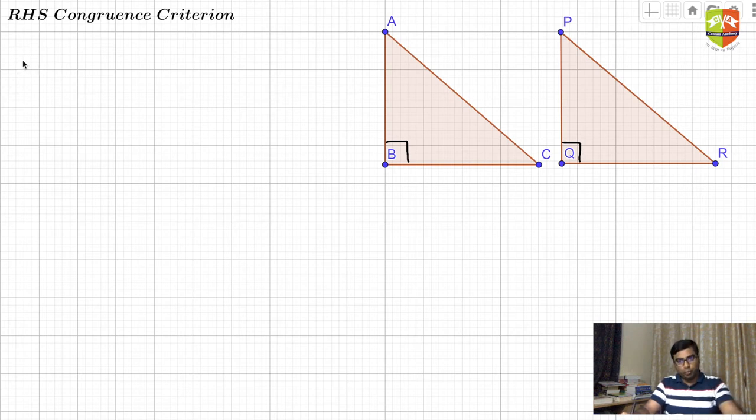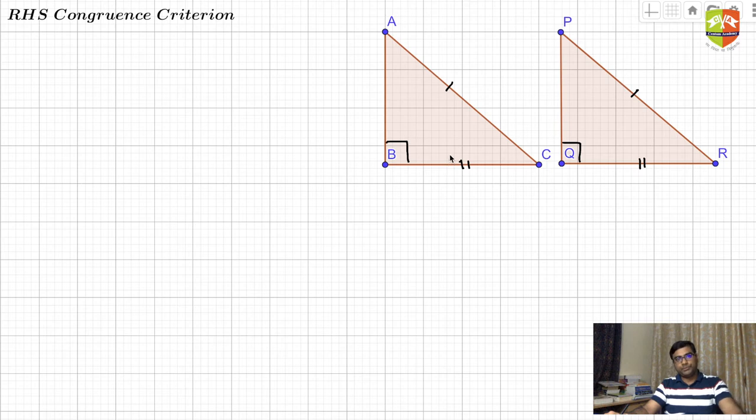The statement is: if there are two right triangles, one with a right angle and another also with a right angle, and if the hypotenuses are the same, that is AC is equal to PR, and any one of the other two sides, say BC is equal to QR, then these two triangles will always be congruent. Once again, if the hypotenuses and one of the other two sides are equal, then the two triangles are congruent. That is what we are going to prove.